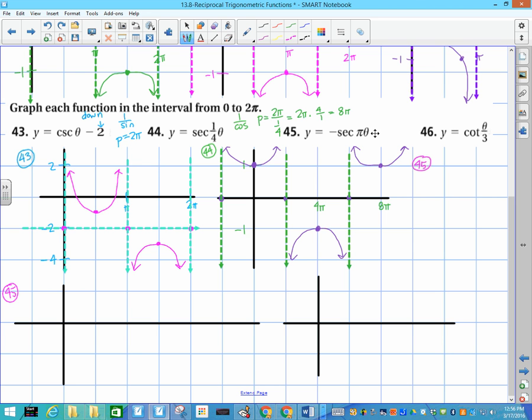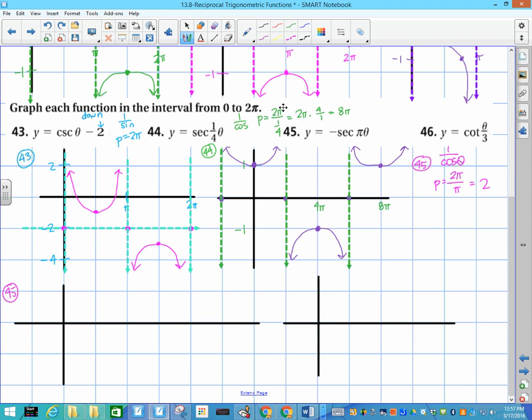Okay, so 45, y equals a negative secant. Again, it's the reciprocal of the cosine. And my period is 2 pi over b, which is pi. And so that's going to be 2. So normally we go out to the 4th tick mark and then label it 2.